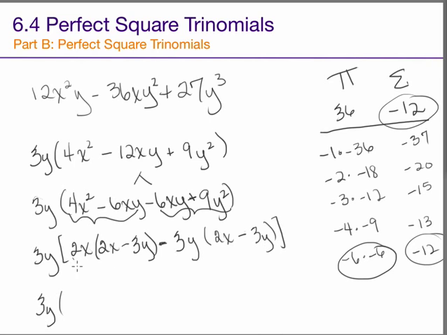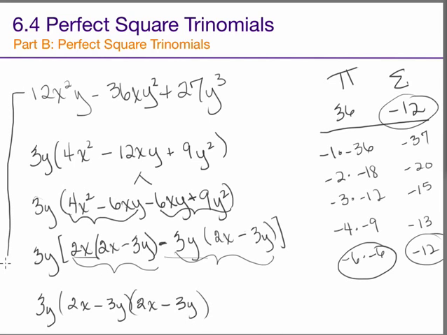The greatest common factor of these two terms is 2x minus 3y. What's left over is 2x minus 3y. This polynomial, factored, looks like this.